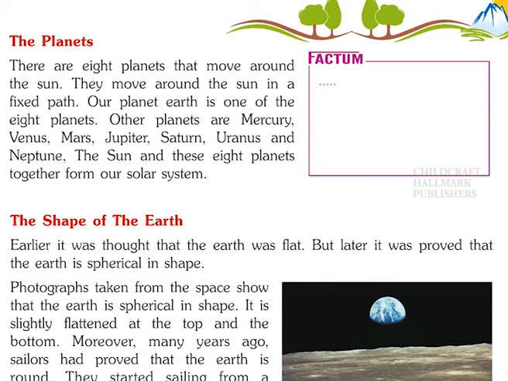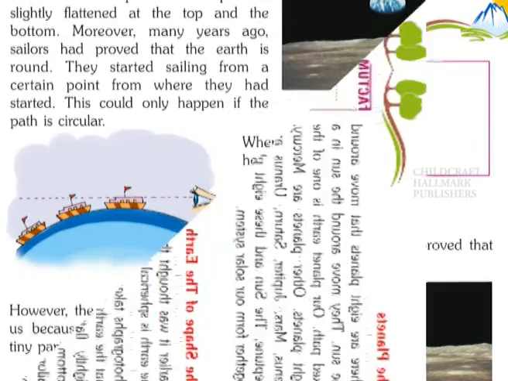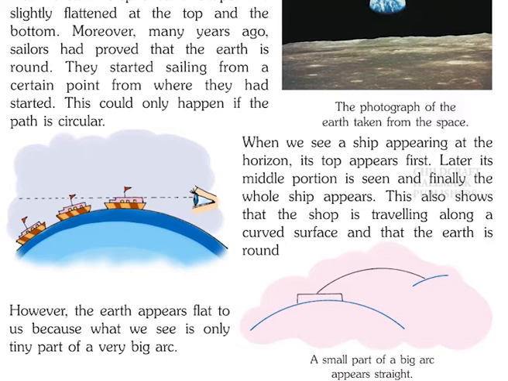Moreover, many years ago, sailors had proved that the Earth is round. They started sailing from a certain point and reached where they had started. This could only happen if the path is circular.